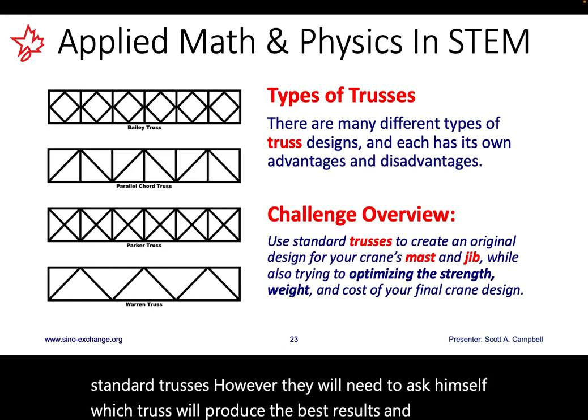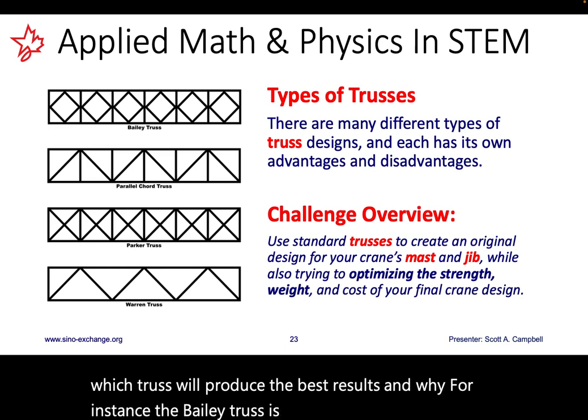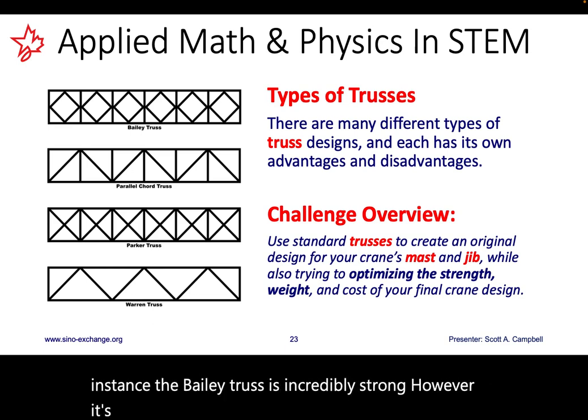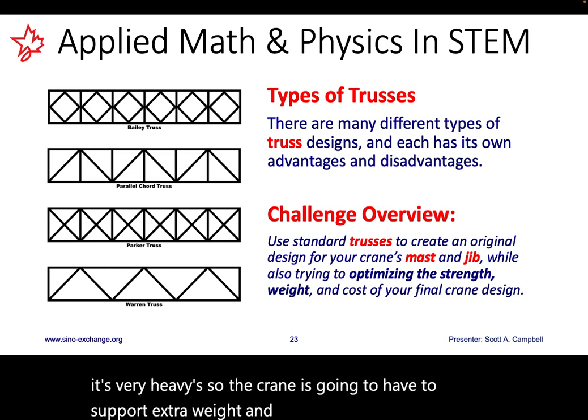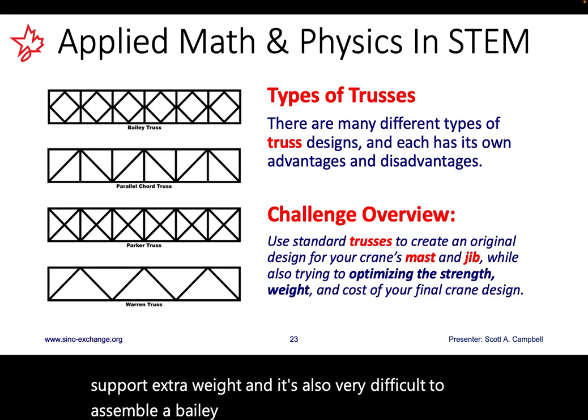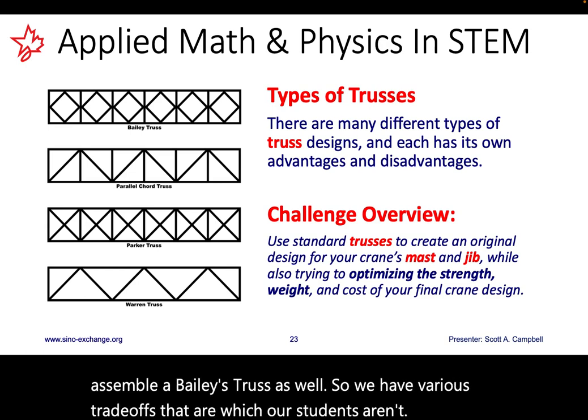For instance, the Bailey truss is incredibly strong. However, it's very heavy, so the crane is going to have to support extra weight. And it's also very difficult to assemble a Bailey truss as well. So we have various trade-offs which our students are going to need to consider.